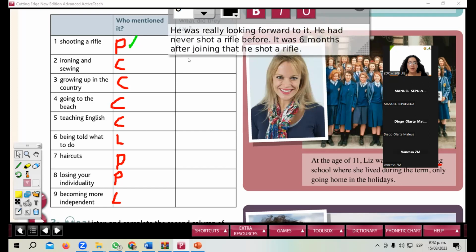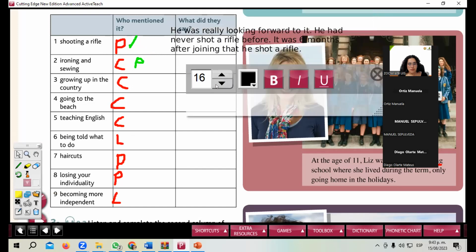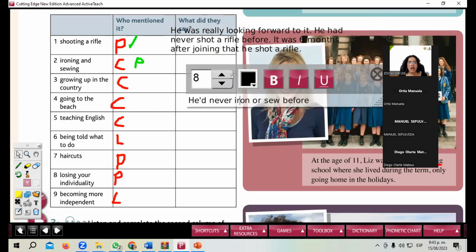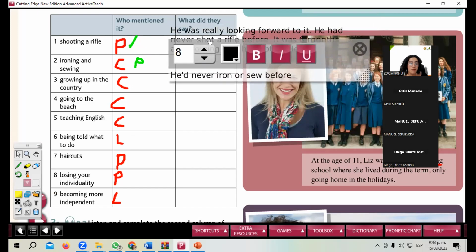Okay, so Manuela, about ironing and sewing. It was Catherine, or who was it? The teacher, it was for Peter. It was Peter. Okay, and what did he say? That he had never ironed or sewn in his life. Yes, this was a new experience for him. He had never ironed or sewn anything before this experience. Okay.